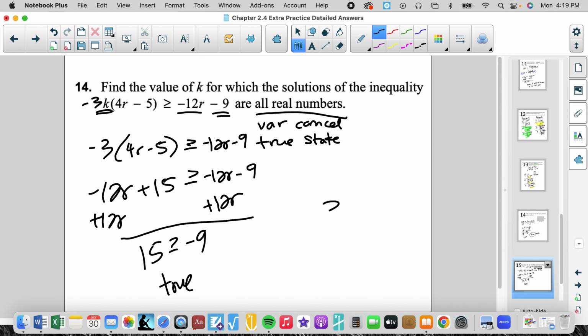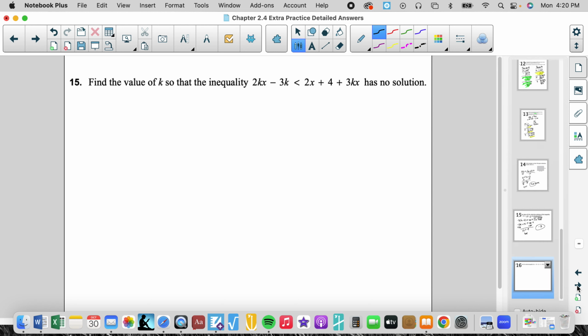So 3 works. Negative 3, excuse me. Negative 3 is the value. That works. That's the only one that would cancel out that variable, and that would produce all real numbers. That's a nice fun one. Find the value of k so that the inequality has no solution.